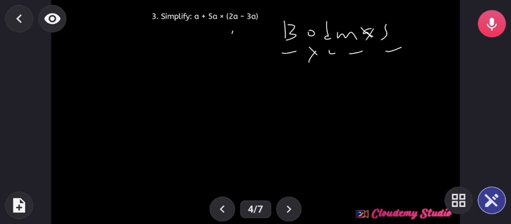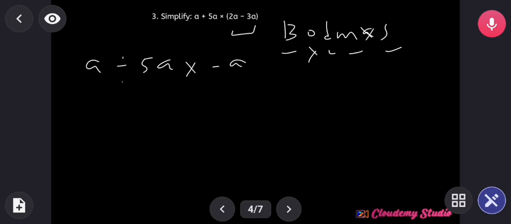Now, what are we going to do? Solve what is inside the bracket first. 2a minus 3a. What is the answer? That is a divided by 5a multiplied by 2a minus 3a will give us what? Will give us minus a.